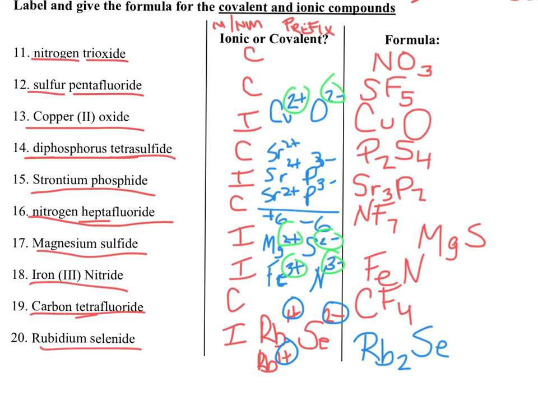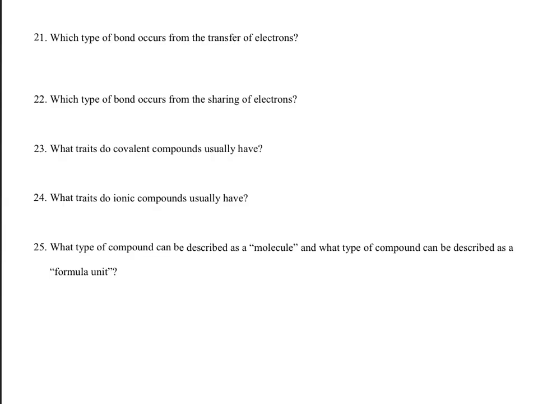But now that we've completed it, hopefully you're feeling more confident and comfortable determining if it's covalent or ionic, and also being able to write out the formula, understanding how ionics and covalents are written differently. We're coming towards the end of our review here. Let's brush up with a couple quick questions.